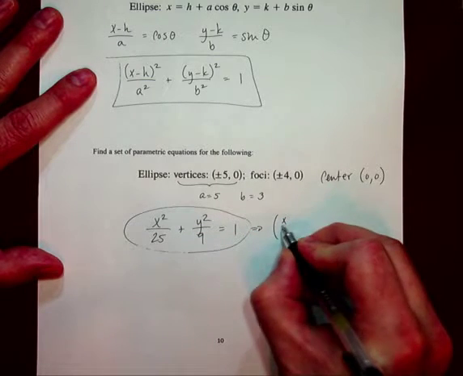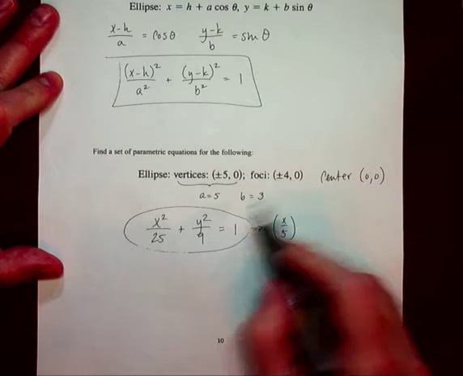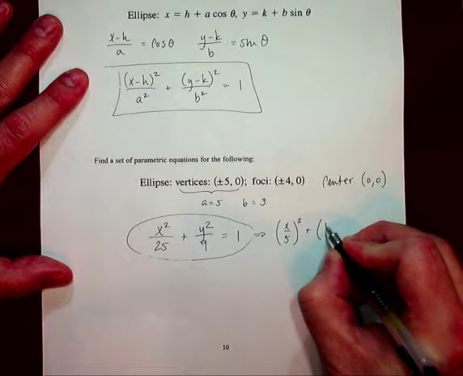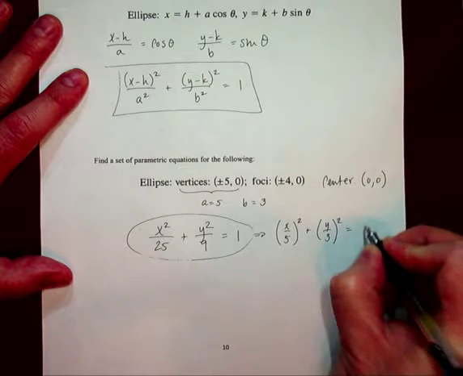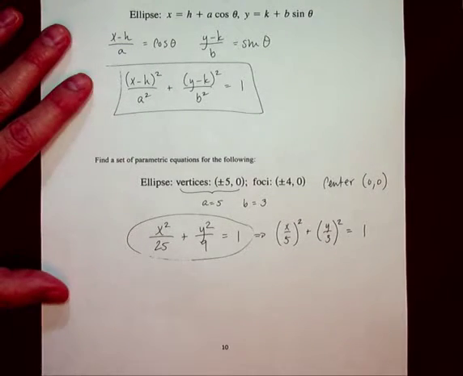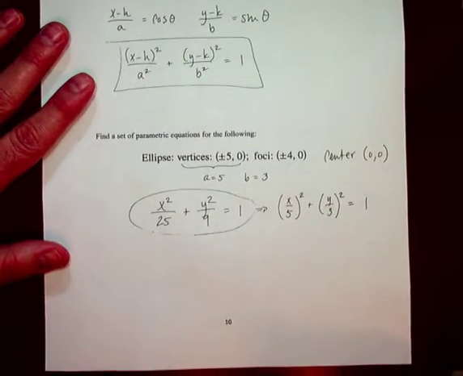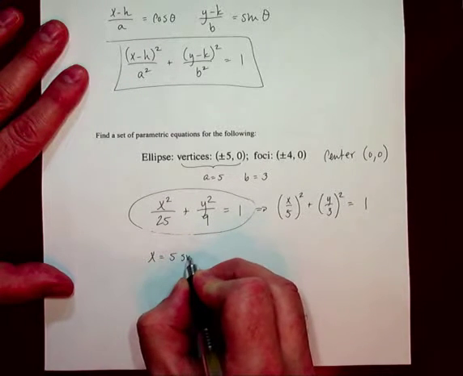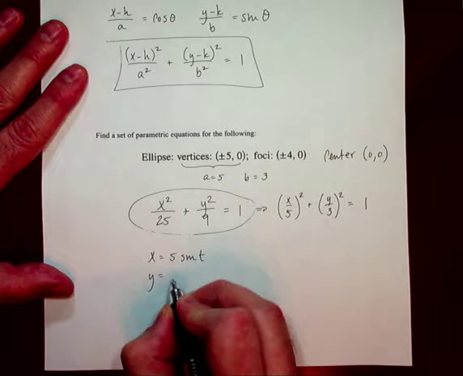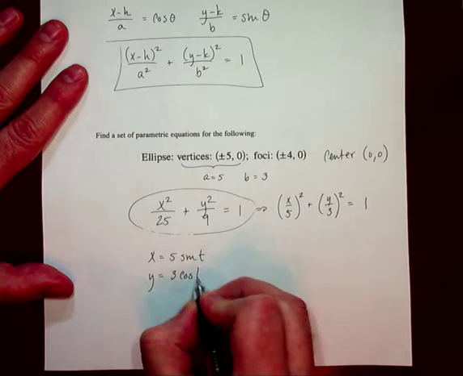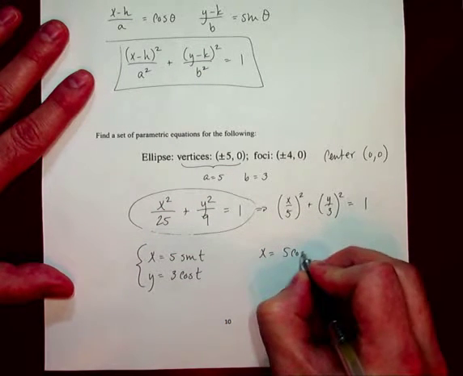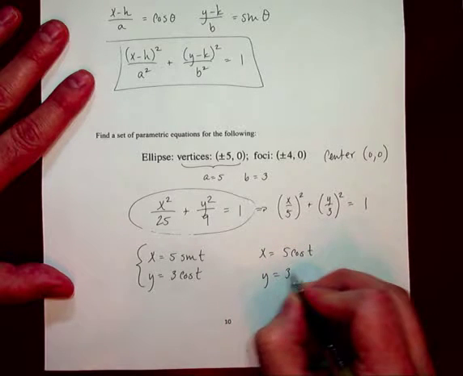What we can do from here, of course, if we don't want to go straight from these pieces of information to this, which you can if you just don't want to memorize, is just remember that all we have to do is turn them into squares and then set one of these equal to sine and one of them equal to cosine, and I get x is equal to 5 sine t and y is equal to 3 cosine t. Or, you know, it can be the other way around. It can be x is equal to 5 cosine t and y is equal to 3 sine t.